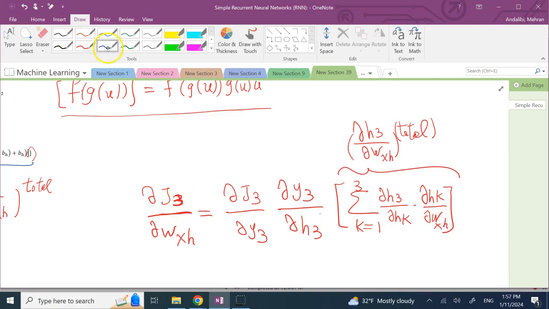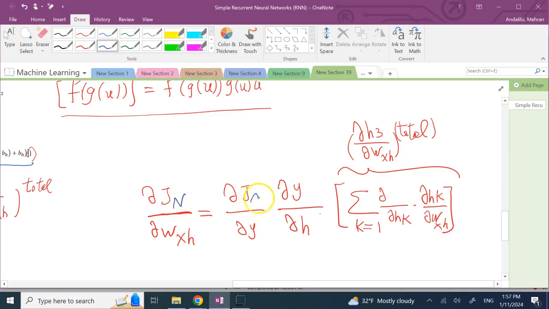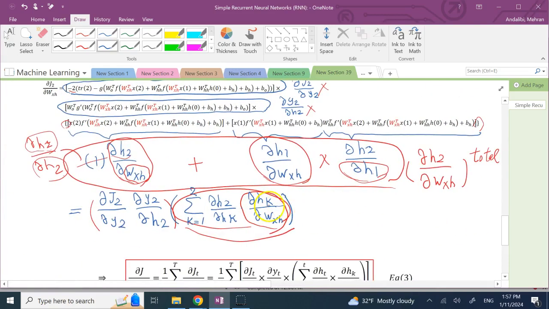You see? And I can expand it for any arbitrary number. So if this is not 3 but n, I can do that as well. All I need is to make this n. So I can write the general format for it, because here we need to go back and do all of these other partials. Instead of just the direct one, we need to take all of these previous h's into consideration.